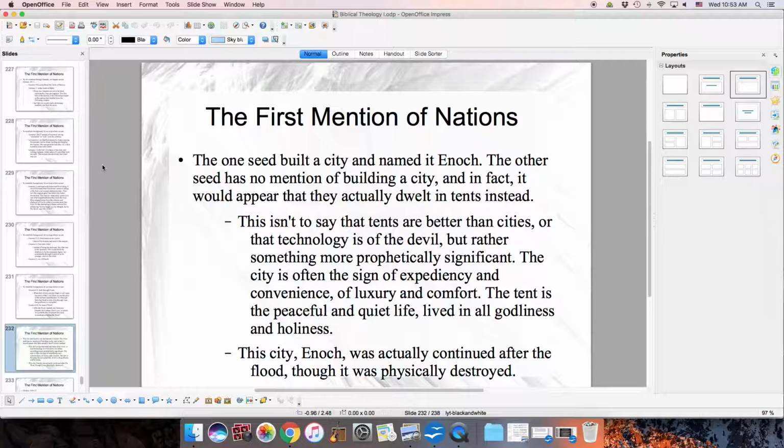This isn't to say that tents are better than cities or that technology is of the devil, but rather something more prophetically significant here. If you can give me this much, there's a prophetic nuance here. There's something happening that is speaking beyond just the words themselves. The city is often the sign of expediency and convenience. It's often the sign of luxury and comfort.